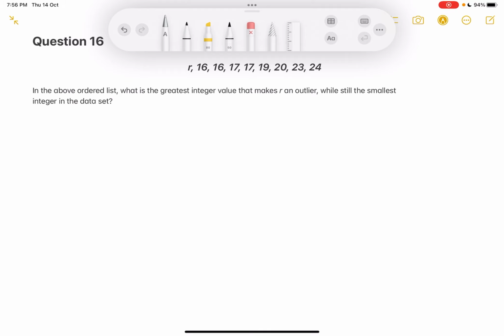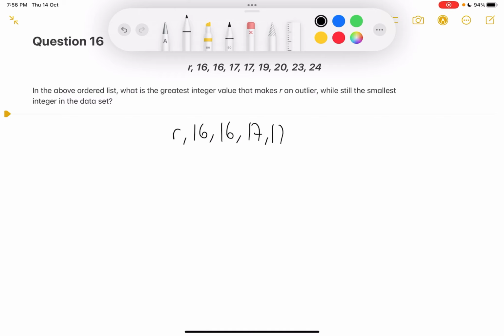I'm just gonna start off by rewriting all of the numbers, so that way I can actually write on them. We have r, 16, 16, 17, 17, 19, 20, 23, and 24. So let's count how many we have in order to find the 5-number summary. 1, 2, 3, 4, 5, 6, 7, 8, 9. We have 9 numbers. This makes it perfect because it's an odd number, so we can just directly find the median. In this case, it's 17. Why? Because we have 4 values here and 4 values here, so that evenly splits it.